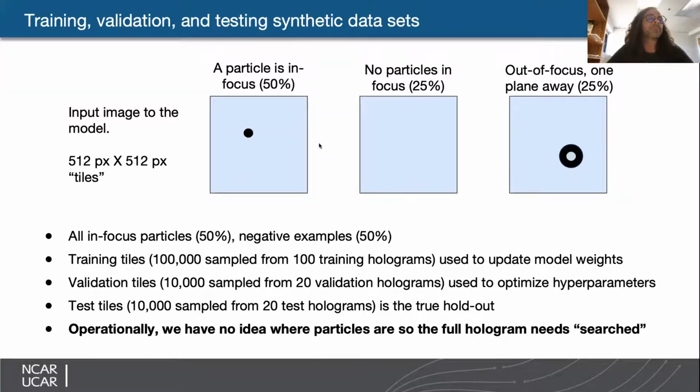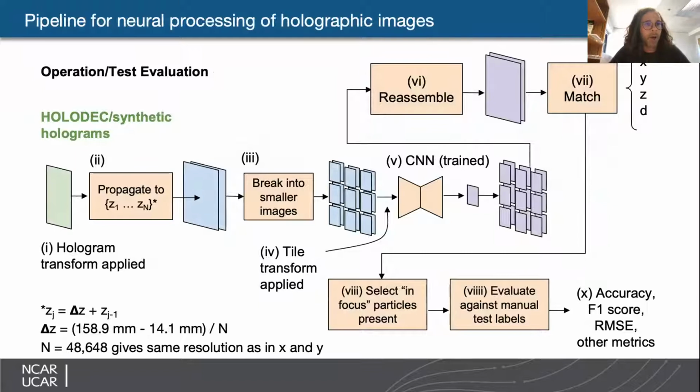Now, we have the luxury over here to sample these images from these giant holograms all we want. But at the end of the day, when we want to use our algorithm on holodeck holograms where we don't have the labels, we basically have to search the entire hologram. So when we have a trained model, the pipeline for actually processing the holograms is a little bit different. I'm not going to go through every single little detail here. This is all in my paper, but I mainly want to walk you through that.